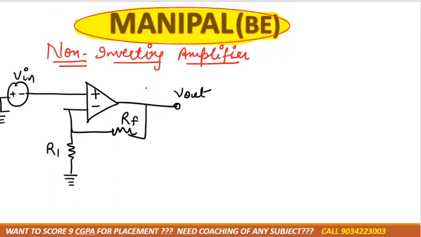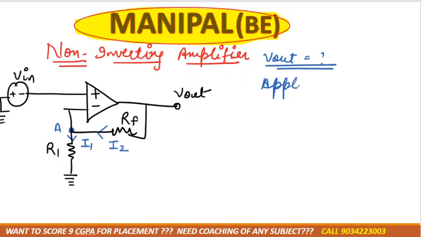Okay. Again, we have to apply KCL in this. Let us consider the current flowing in RF would be I2, and the current flowing in R1 would be I1. So this is a node A. Now again we have to calculate for V out. We have to apply KCL at node A. Tell me, the current entering into the node A is equal to the current leaving the node A. Which current is entering and which current is leaving?